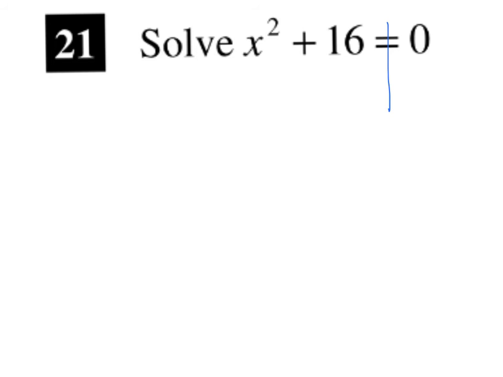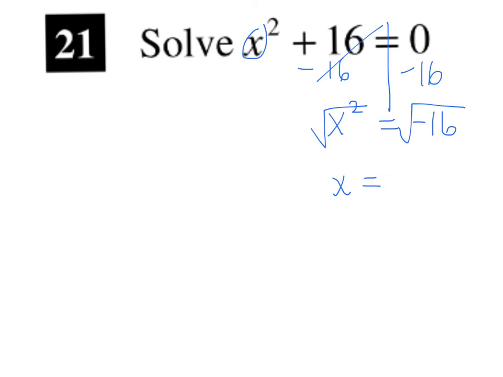Same thing on number 21. Let's get x all alone. I'll move the 16 over first. So x squared equals negative 16. x equals plus or minus. Now I do know the square root of 16. The answer to the square root of positive 16 is 4. What happens to that negative sign? It becomes an i.